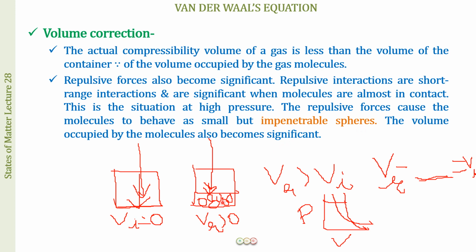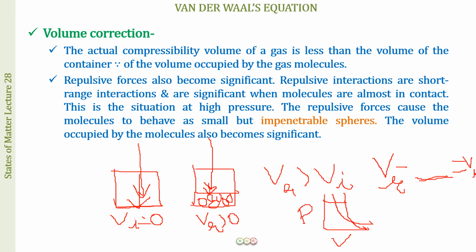Because of the repulsive forces, the molecules cannot be collapsed. You just cannot put more pressure and collapse these molecules. The repulsive forces do not allow them to behave so. So they are now solid spheres which cannot be collapsed. They will be occupying a volume, and the volume that they occupy is called the excluded volume. This is also called the co-volume.